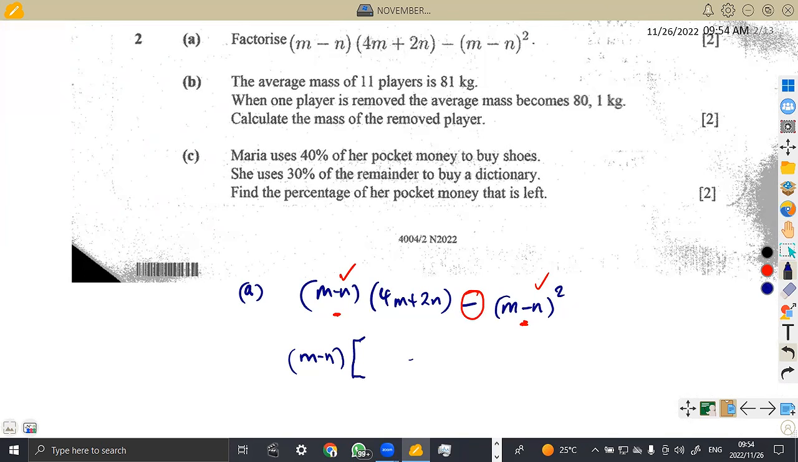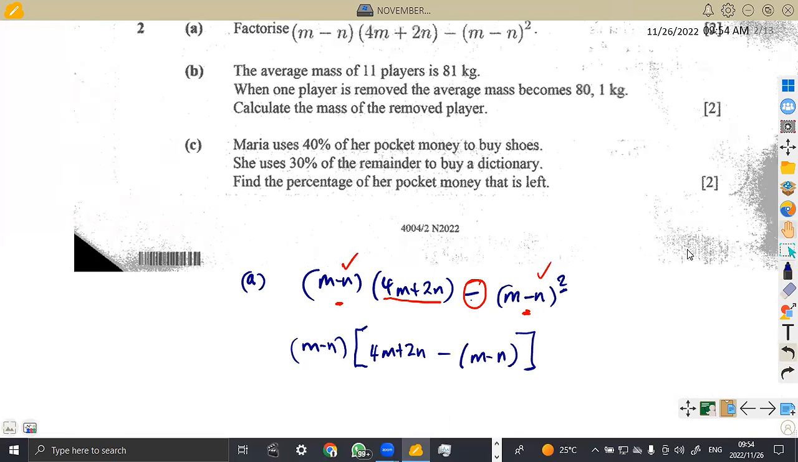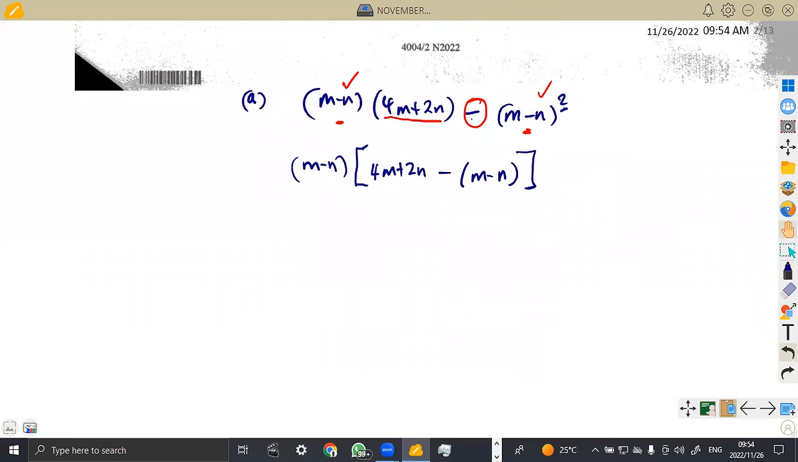From the first part, we are going to remain with the bracket of 4m plus 2n. So this is 4m plus 2n minus, we have a negative here. If we factor out m minus n from (m minus n) squared, squared means we have two of them. So if we factor out one, we are going to remain with one of the m minus n expressions. From there, it was for you to expand brackets and so forth.